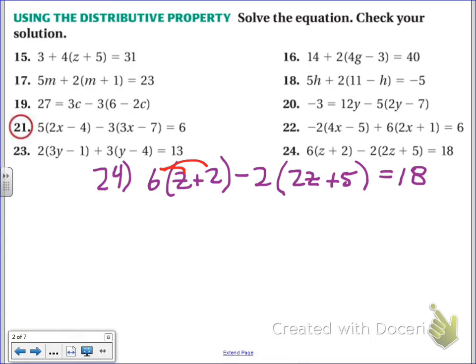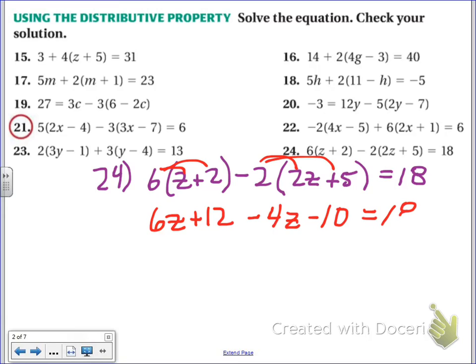So let's start by distributing the 6 into the first parenthesis. When we distribute, that means we multiply. So 6 times z is 6z. 6 times positive 2 is positive 12. Then we're going to distribute the negative 2 into the second parenthesis, because that's the number in front. Negative 2 times 2z is negative 4z. And then negative 2 times positive 5 is negative 10, equals 18.